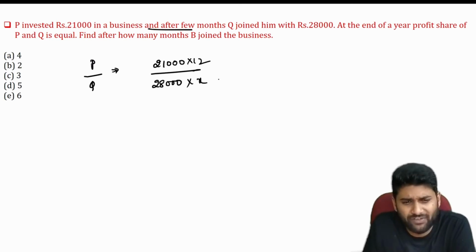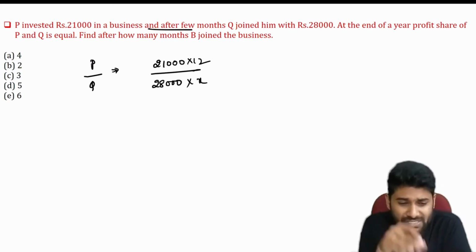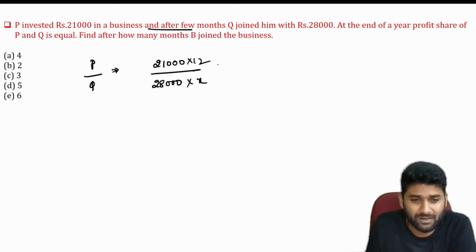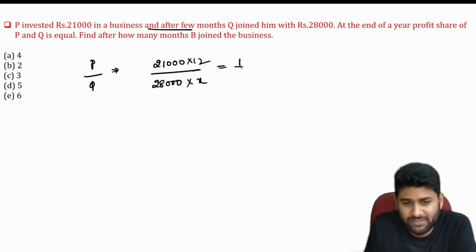So just consider Q was there for X months only. Now the respective profits are equal. They will get equal profits. Now find after how many months Q joined the business. Just calculate this value. What can be the X value here?